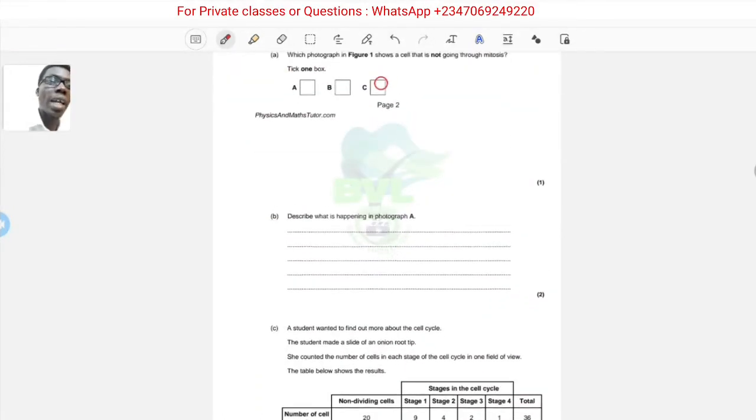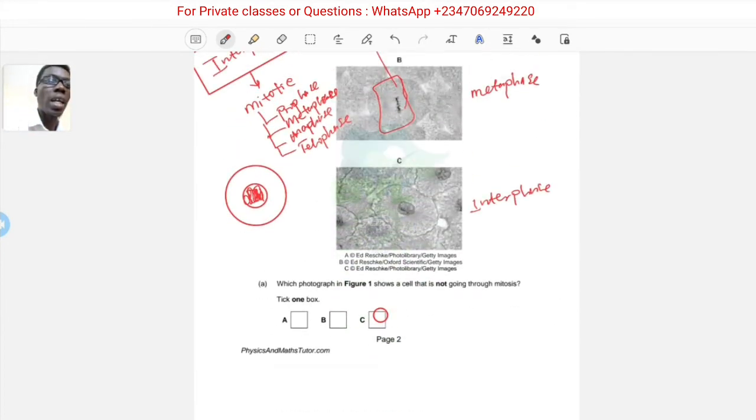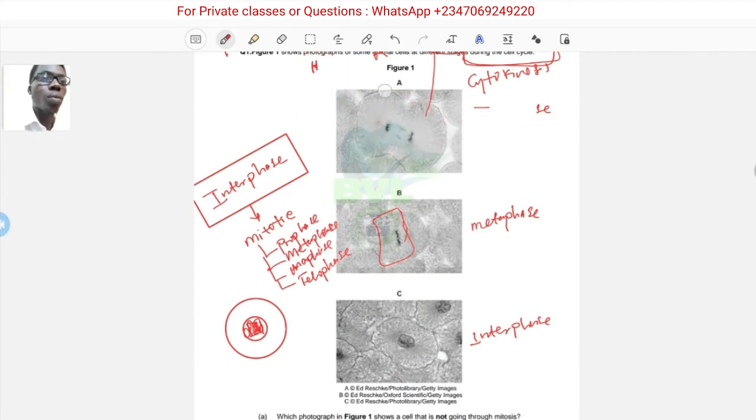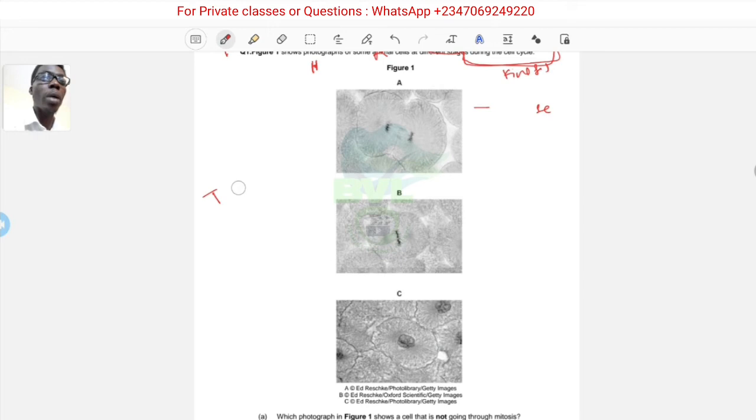All right. It says here, describe what is happening in photograph A. Let me get these things off. Now, we already agreed that A is telophase. So if you can remember what happens at telophase, that's your answer here.